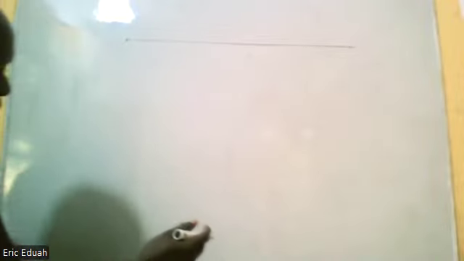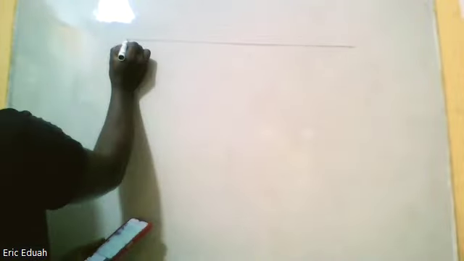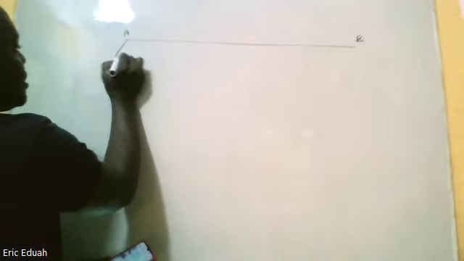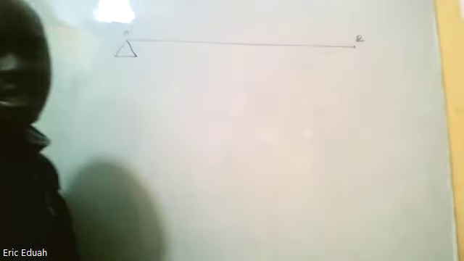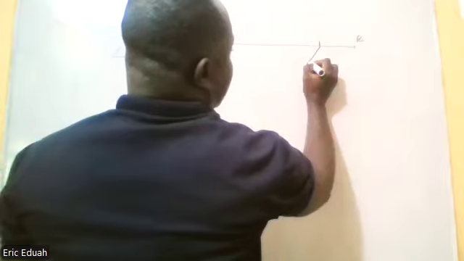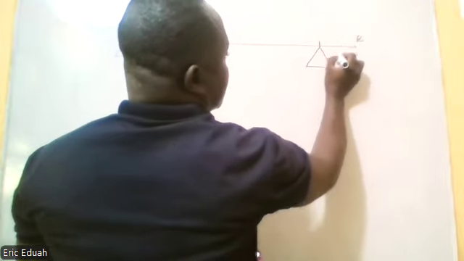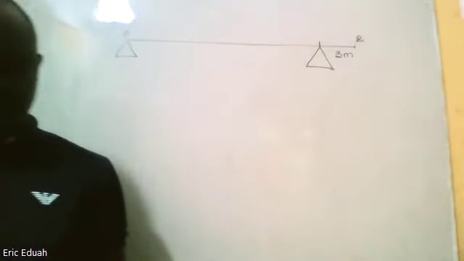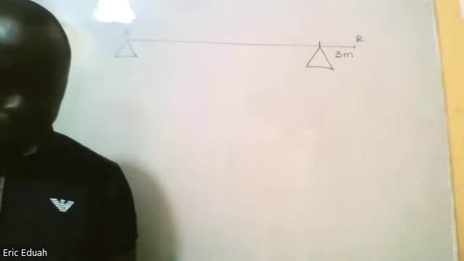Okay, it is supported at the left end and at 3 meters. So there's a pivot at the ends A, B. And then 3 meters from the right, we have the other support. So from the end to where the support is, we have a distance of 3 meters.